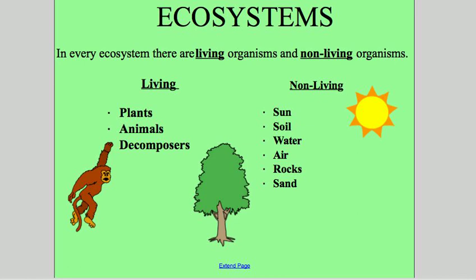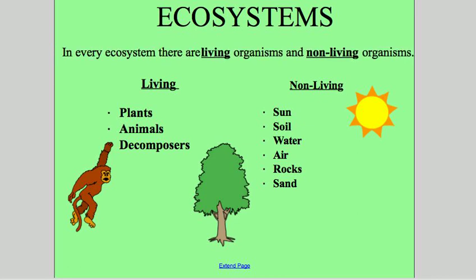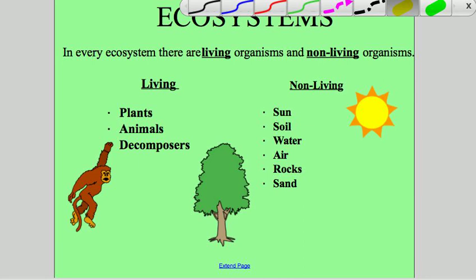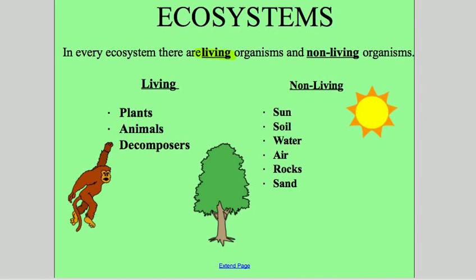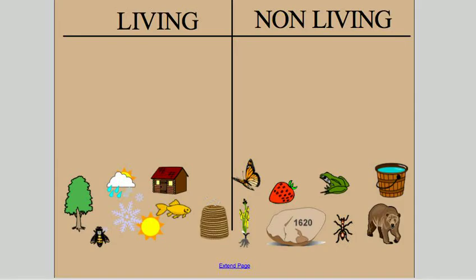In every ecosystem, there are living organisms and non-living organisms. Living organisms are things like plants, animals, and decomposers, and non-living organisms are the sun, the soil, water, air, rocks, and sand. Now let's sort these different organisms into living and non-living.